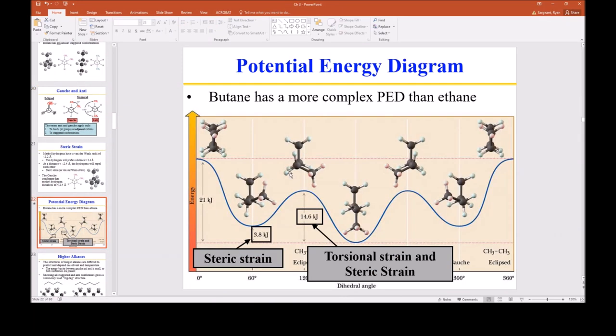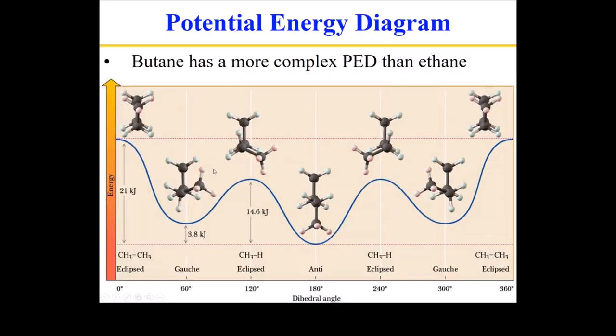Energetically speaking, this produces a different type of energy diagram. Before, when we looked at ethane's energy diagram, it was just a nice even wave. When we look at butane's energy diagram, as we rotate from 0 degrees all the way to 360 degrees, and this is specifically sighting down the C2-C3 bond of butane, we can have two different types of staggered conformations. The best possible scenario is where the two methyl groups are anti relative to each other.